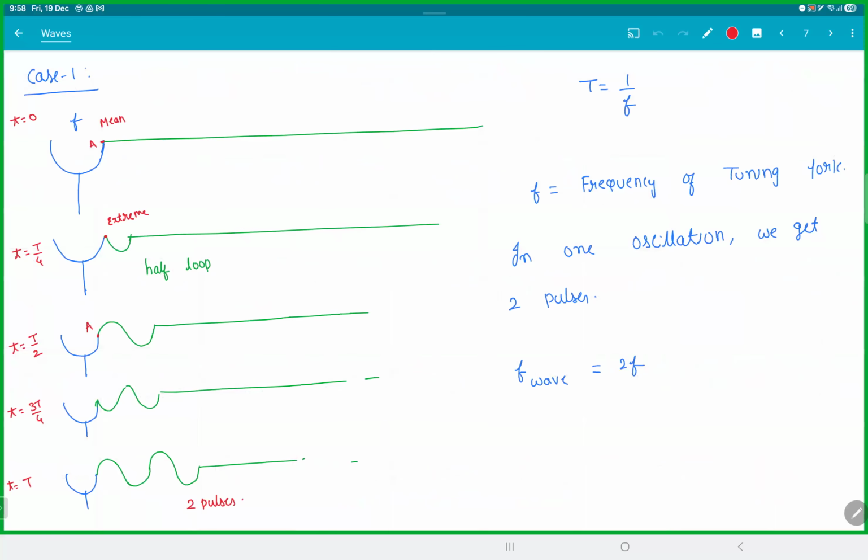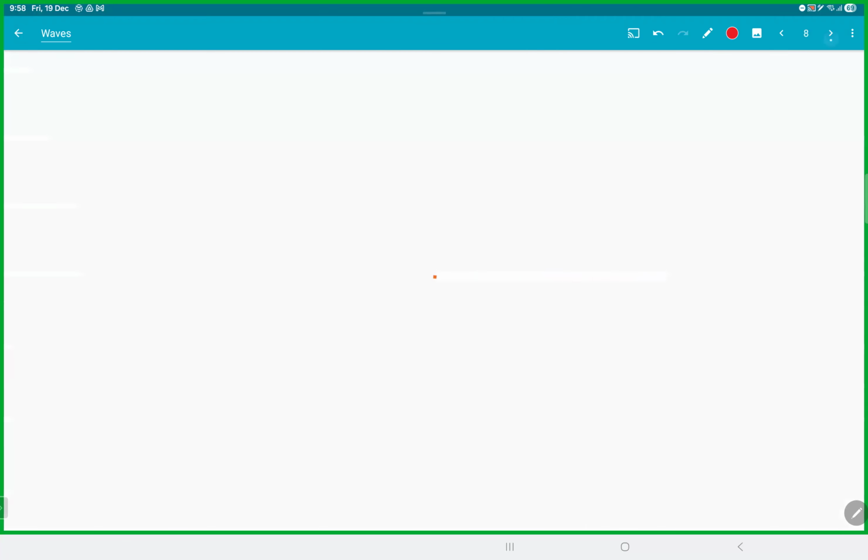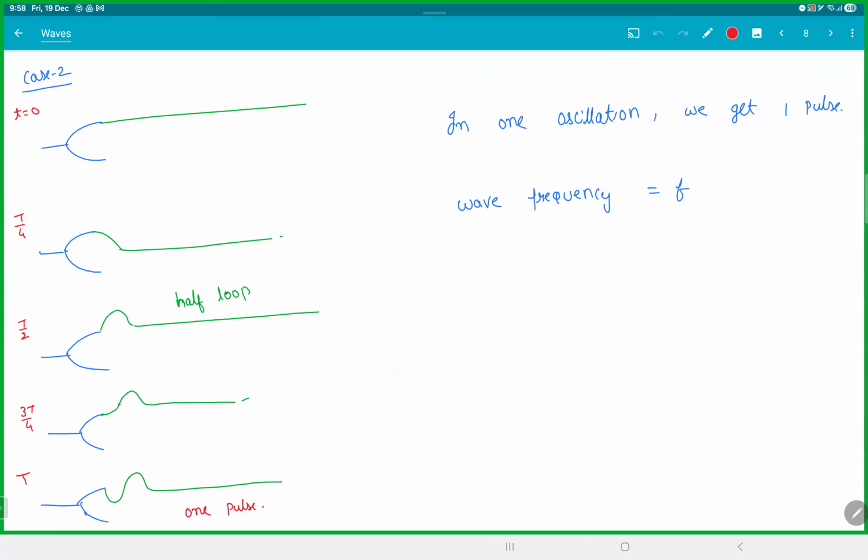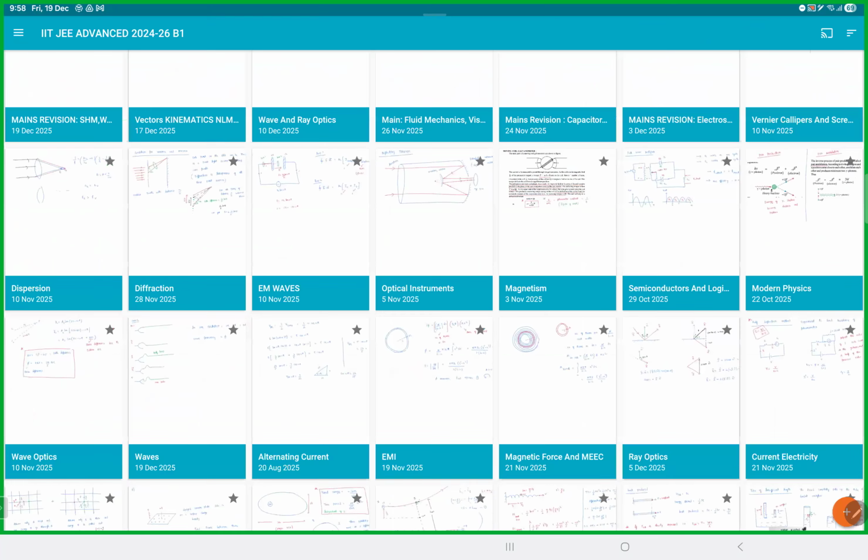Remember this thing, case 1? When you keep it vertical, in one half oscillation, you'll get a full wave. The frequency of the wave is double. If you keep it horizontally, you get the same frequency. So, simple thing, but yeah, people forget.